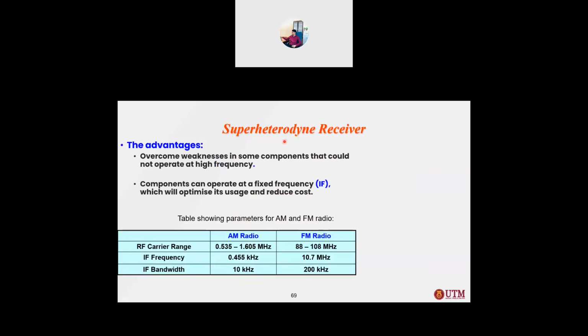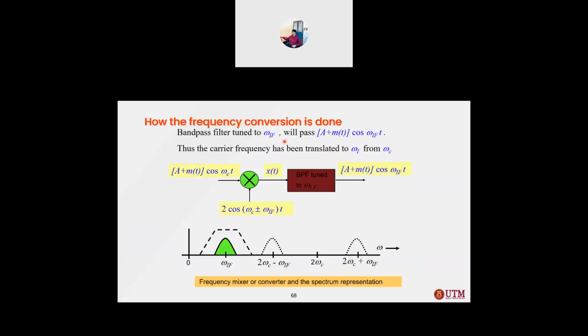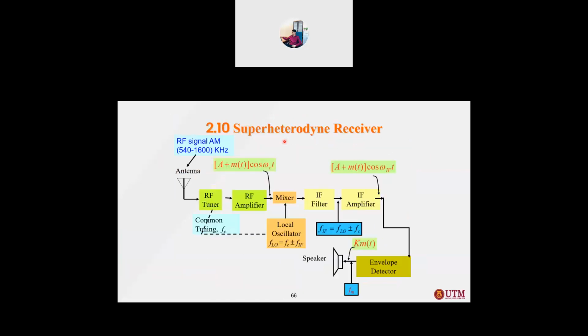Okay, you have the superheterodyne receiver. We go first here. So you have the RF signal, this is the flow. When we have a superheterodyne receiver, you are introduced to the IF, which is the intermediate frequency. For the AM it is 455, but for the FM it is different.